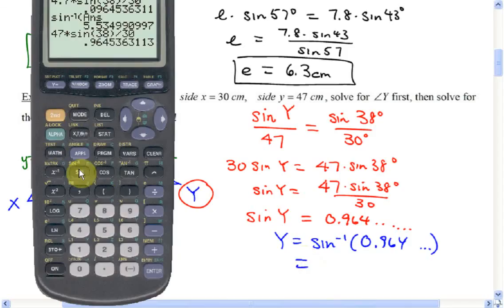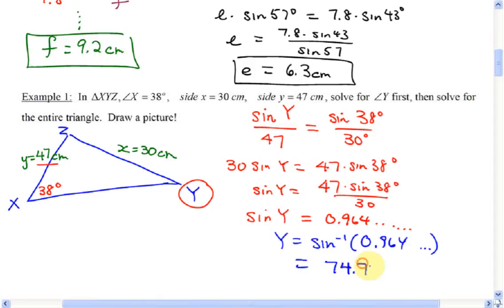Let's do inverse of this. My apologies, 74.7 degrees. Is that better? Yes, sir. Okay. All right. So y equals 74.7 degrees. Excellent.